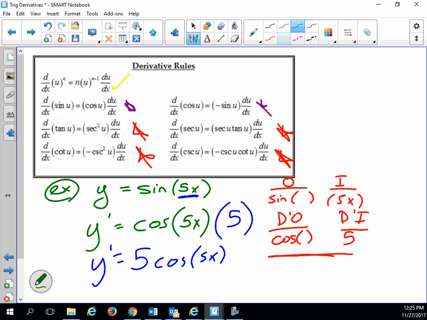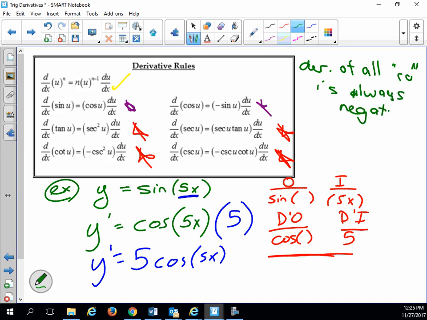Number 1, the derivative of all the cos, cosine, cotangent, cosecant, all the cos is always negative. Negative sine, negative cosecant, negative cosecant squared. The way to remember it, if I'm talking about the derivative of a cosine, cotangent, and cosecant, my answer is going to be negative. Because the derivatives of cos are always negative, just the way it works out.